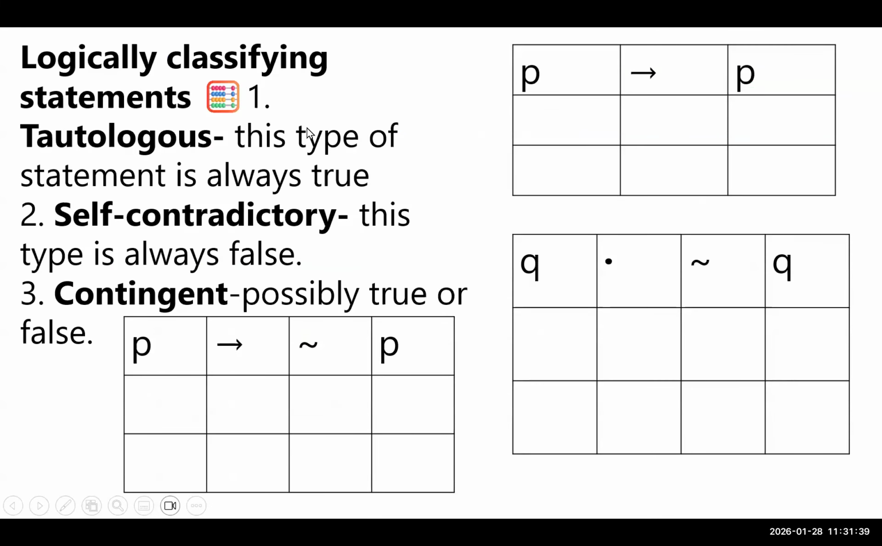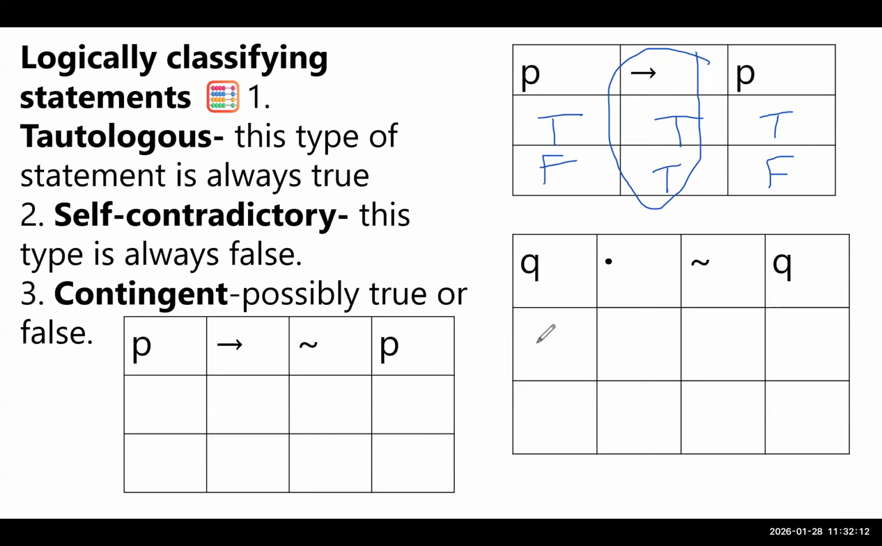So when we logically classify statements, what we do here is we look to see under the main operator. So here we're going to do P if and only if P. So either they're both true or they're both false. So true if and only if true is true. False if and only if false is true as well. So P if and only if P is a tautology.